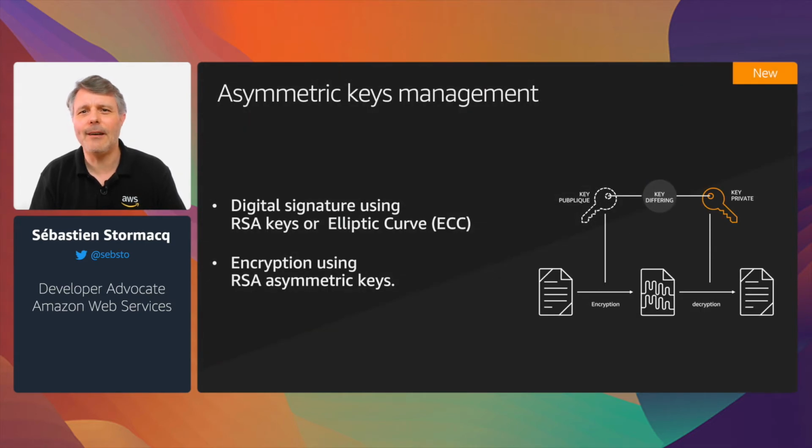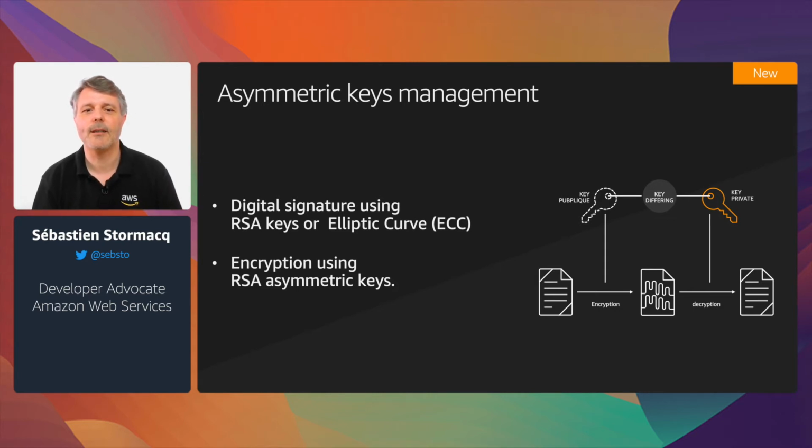Since re:Invent last year, in November-December 2019, we also added the capability inside AWS KMS to manage asymmetric keys, because so far I was talking about symmetric keys, where you use the same key to encrypt and to decrypt. With asymmetric keys, for each key you actually have two keys: a private key that needs to be secret inside AWS KMS, and a public key that you can, as the name implies, share publicly.